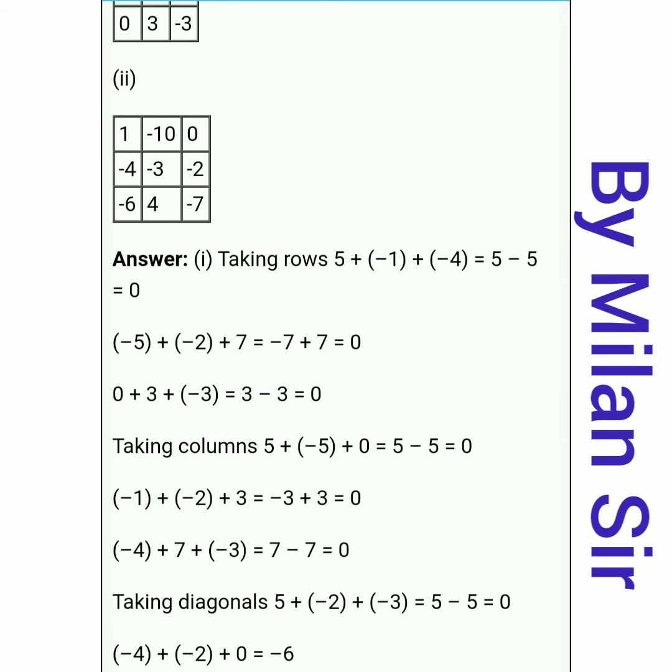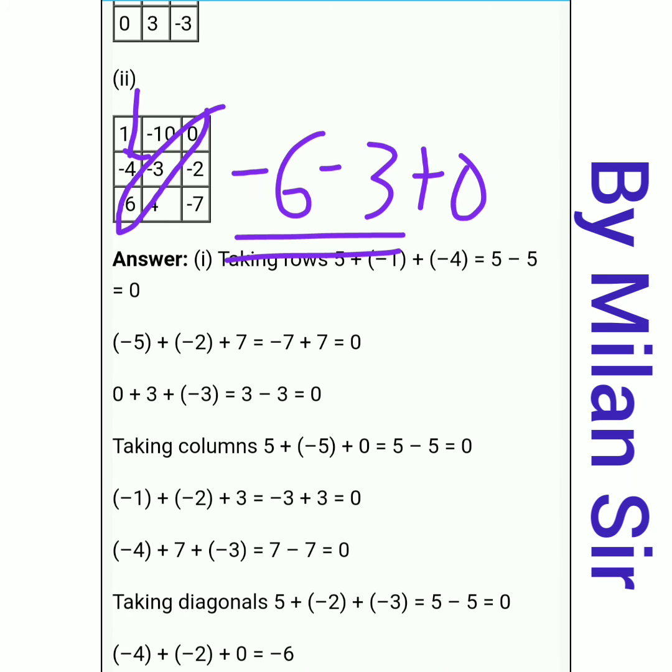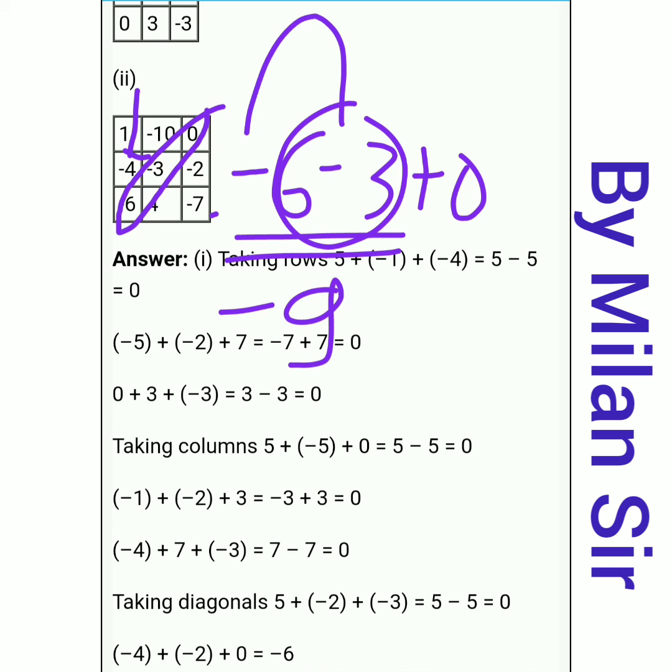Okay, now the last thing we need to check is our second diagonal, that means crosswise. Here we have minus 6, minus 3, plus 0. Here the minus sign is not visible, but it is minus 6. So the first two numbers, minus minus plus, 6 plus 3 is 9. The bigger number 6 has a negative sign, so the result is negative.